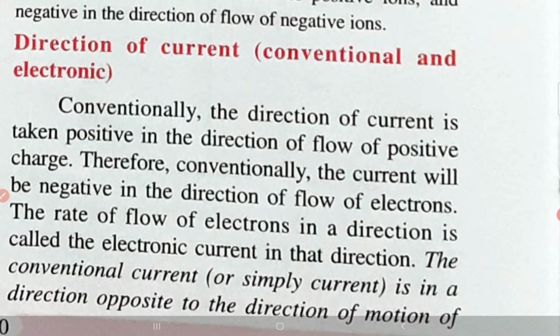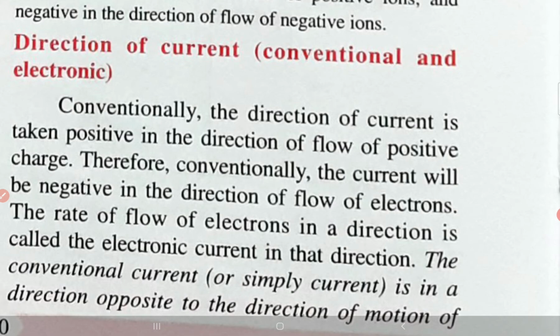Now the rate of flow of electrons in a direction is called electronic current. Therefore we have two kinds of currents here, conventional as well as electronic. Conventional means from positive to negative, whereas electronic means in the direction of the electrons. So these two directions cancel out, hence current becomes a scalar quantity. That's another way to understand why current is a scalar quantity.